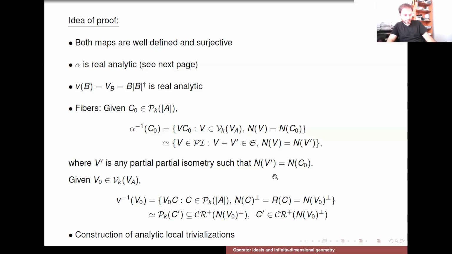So to finish, I would like to give some details of the proof of this fact here: the fact that alpha is real analytic.